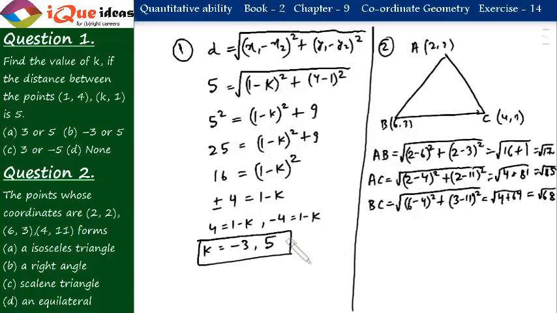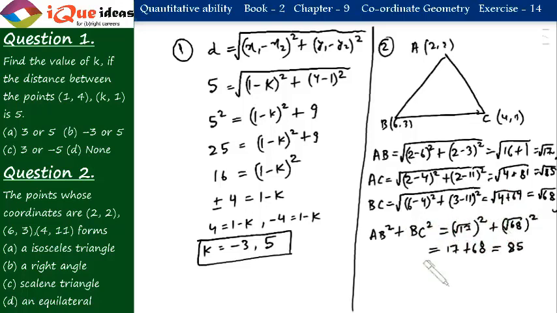But there is one more thing. Let's check for right angle triangle. What should be the situation? The smaller sides here are AB and BC. So let's check AB square plus BC square. For a right angle triangle, the sum of squares of the smaller sides should be equal to the square of the third side. Now AB square would be root 17 square and BC square would be root 68 square. So it becomes 17 plus 68, that is equal to 85. Right? Now 85 is the square of root 85, so it is equal to AC square.